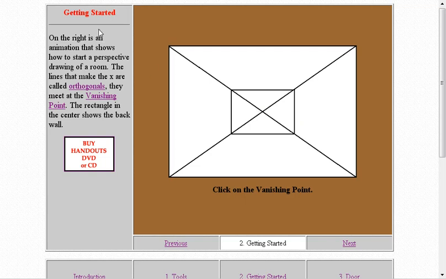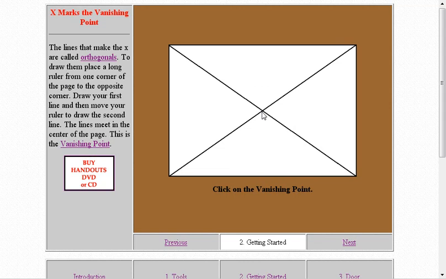Accordingly, over here it says Getting Started. On the right is an animation that shows how to start a perspective drawing of a room. The lines that make up the X are called orthogonals, or diagonals. They meet at the vanishing point, and the rectangle in the center shows the back wall. Alright, so don't draw this yet, just want to show you where we're going, okay?